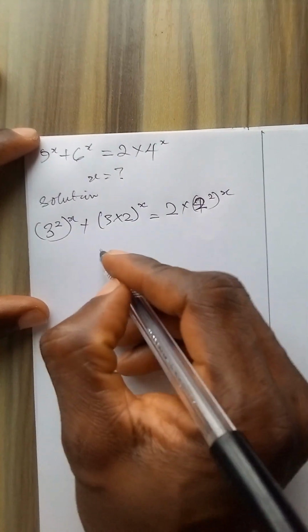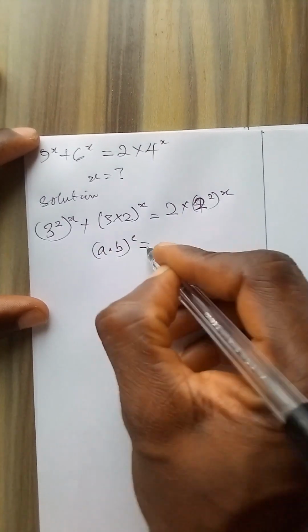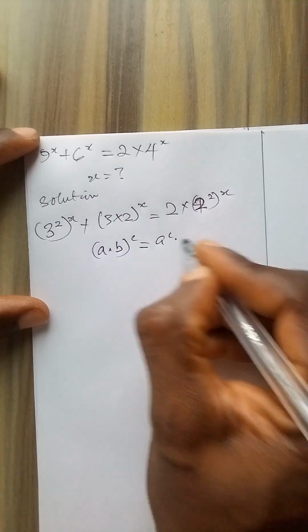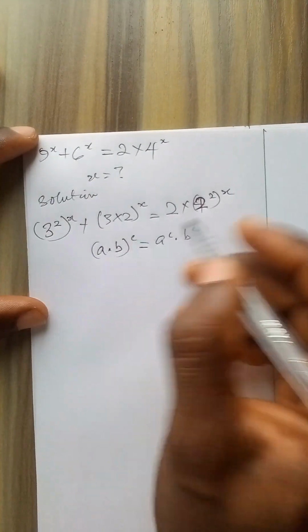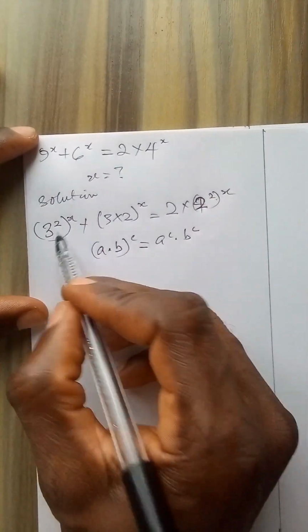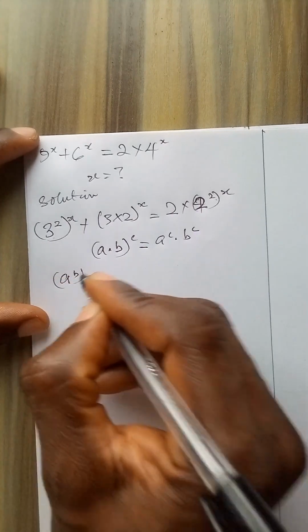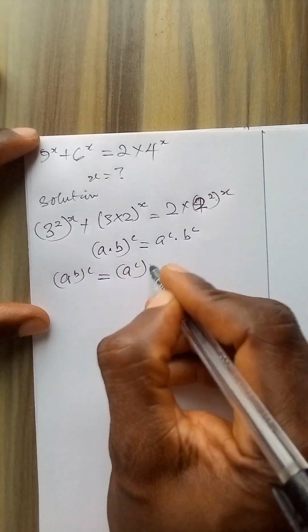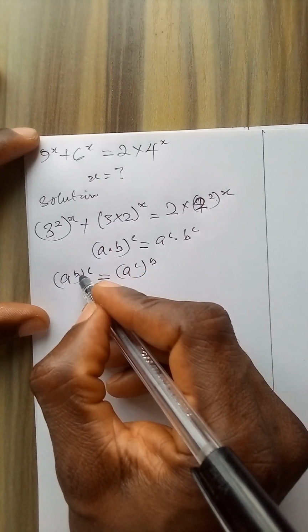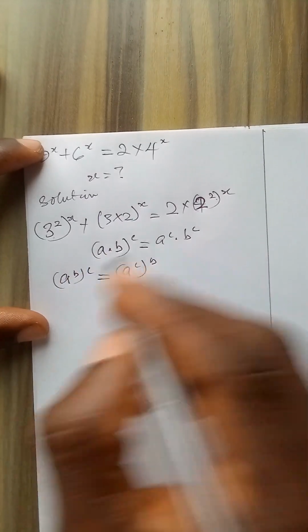In this case, we have a times b all to power c. It can be written as a to power c times b to power c, more like we are distributing the powers. And in these two cases, we have a to power b to power c can be written as a to power c to power b. Now in this case, the powers are switching position. Let's apply these properties here.